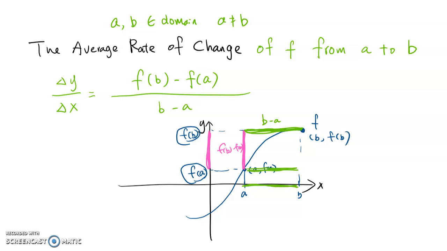So basically, the average rate of change from a to b is just the slope of the line passing through these two points. We call a line that intersects a curve at two points a secant line. And the average rate of change from a to b is just the slope of the secant line passing through the points a, f of a, and b, f of b.